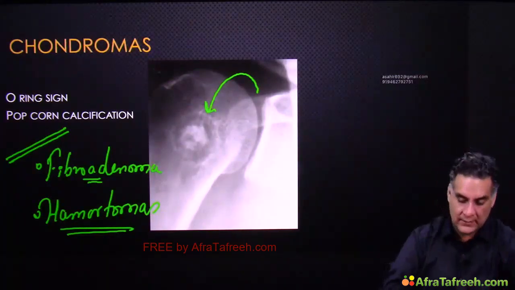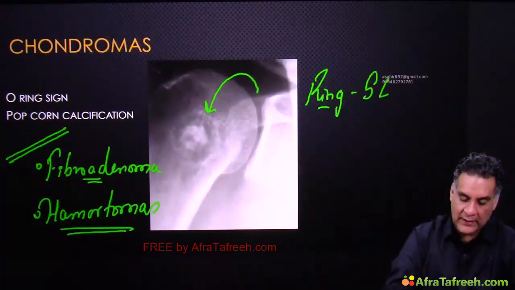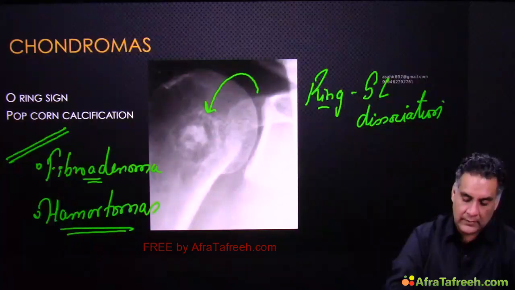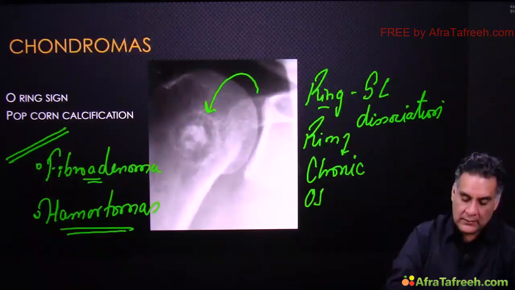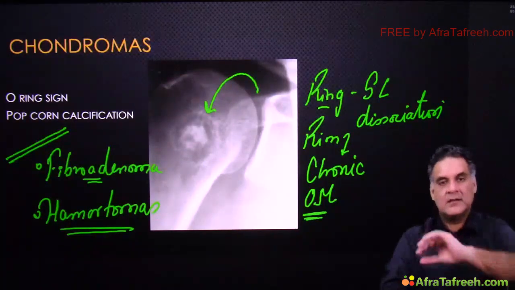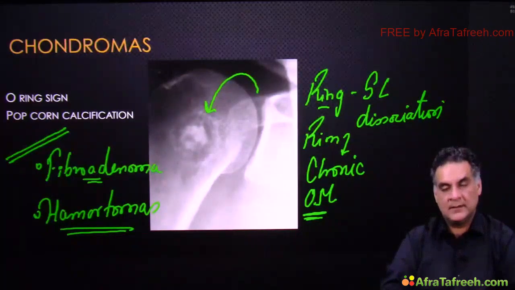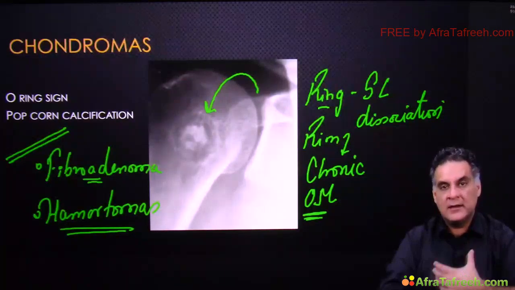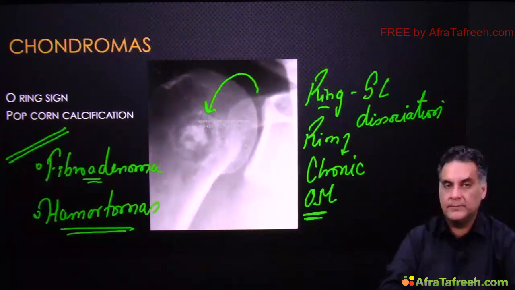Ring sign is seen in scapholunate dissociation. Rim sign is seen in chronic osteomyelitis. A rim around the lesion picked up on MRI. Rim sign. Rim sign, ring sign, O-ring sign. This can be asked to you. Three causes of popcorn calcification, very commonly asked to you.